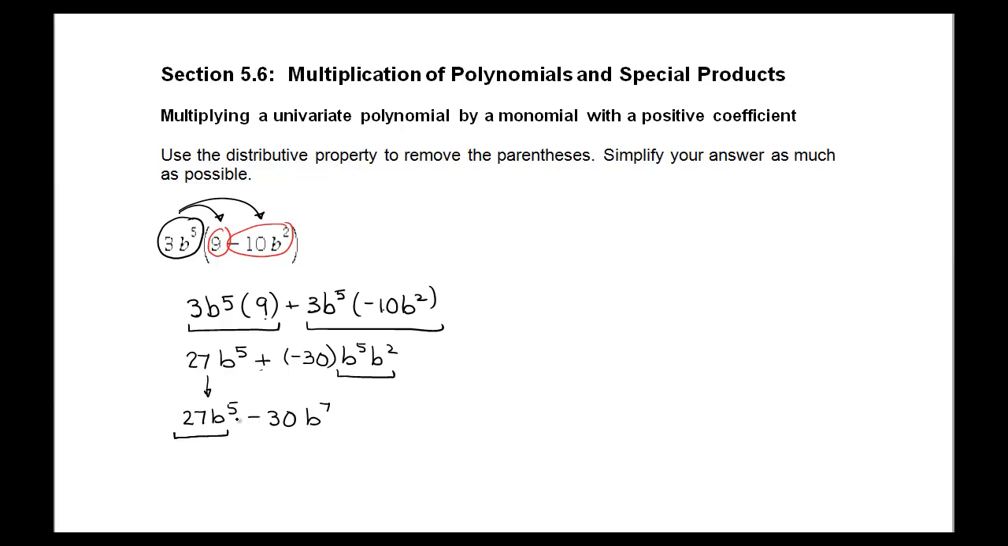So we have two terms, right? A 27b to the fifth, and a negative 30b to the seventh. And if I look, this is the variable part, it's b to the fifth. This is the variable part here, b to the seventh. They're not alike, right? We have different variable parts. Even though they share the same base, the parts themselves are different. One's b to the fifth, one's b to the seventh. So we have to leave it as it is. 27b to the fifth minus 30b to the seventh.